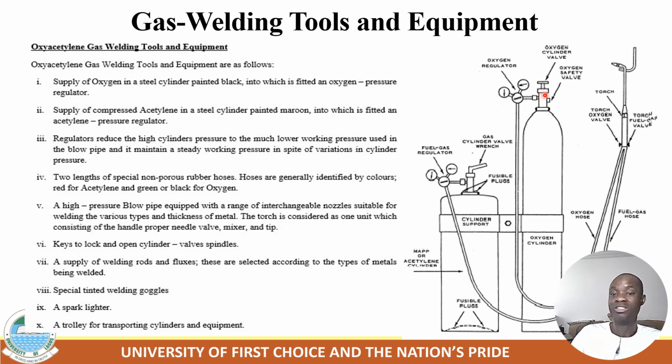What is the difference is that the torch for the welding exercise has only one orifice, whereby the torch meant for the burning or cutting of metal into pieces has multiple orifices. So the gas welding equipment can be used to join metals together, and also it can be used to cut metal into pieces.